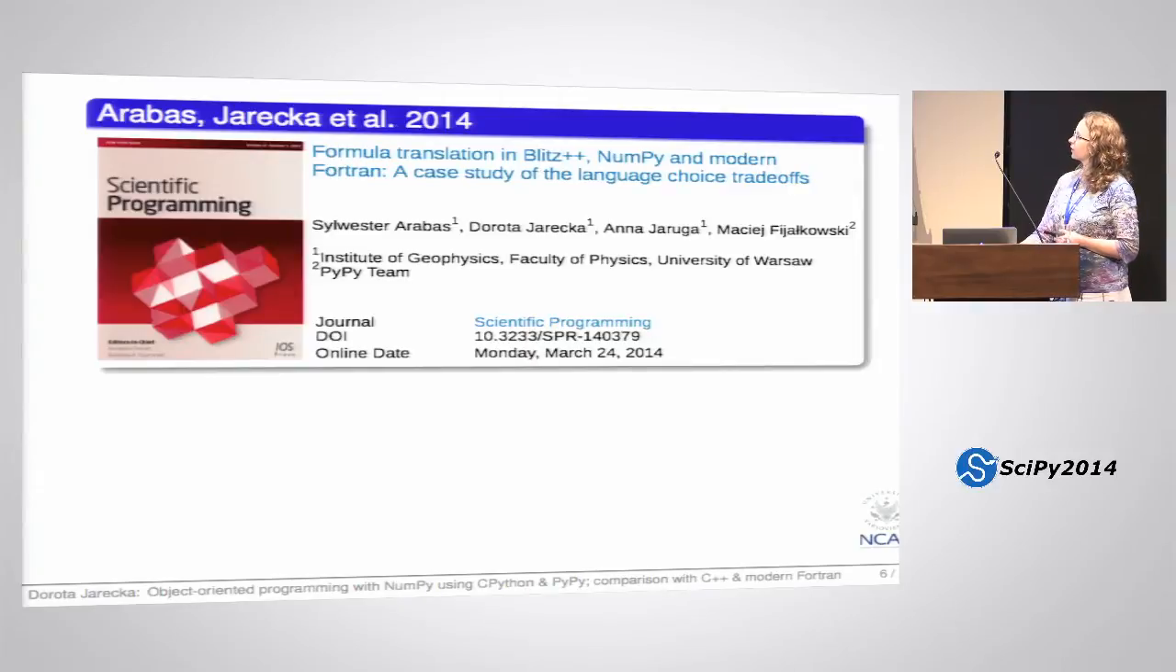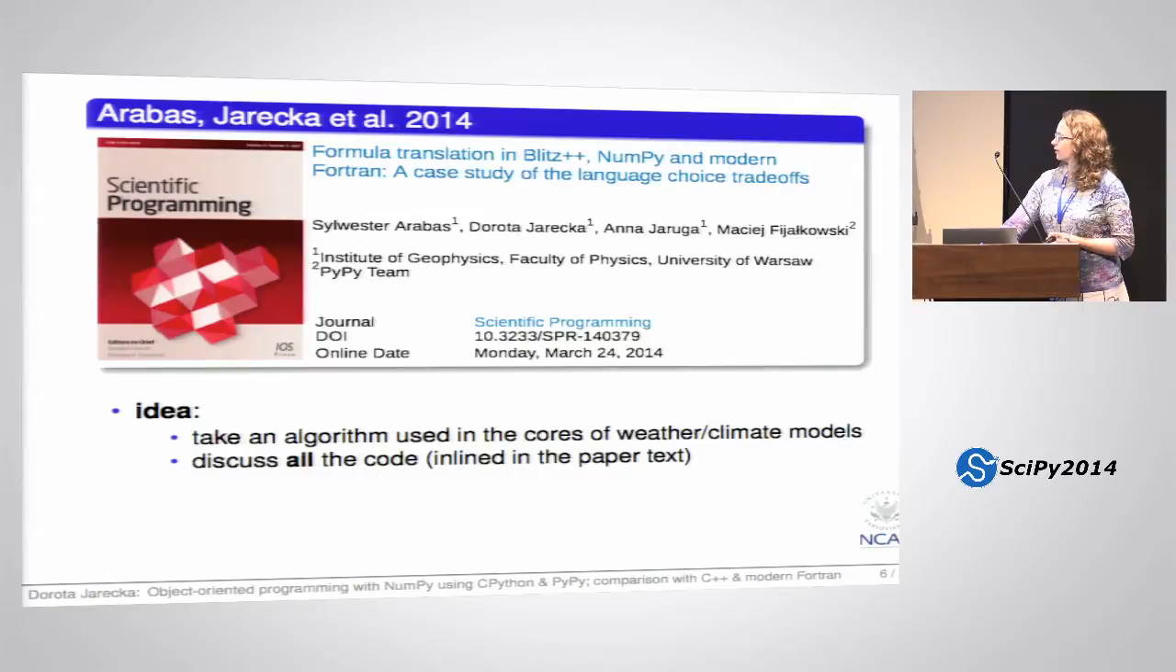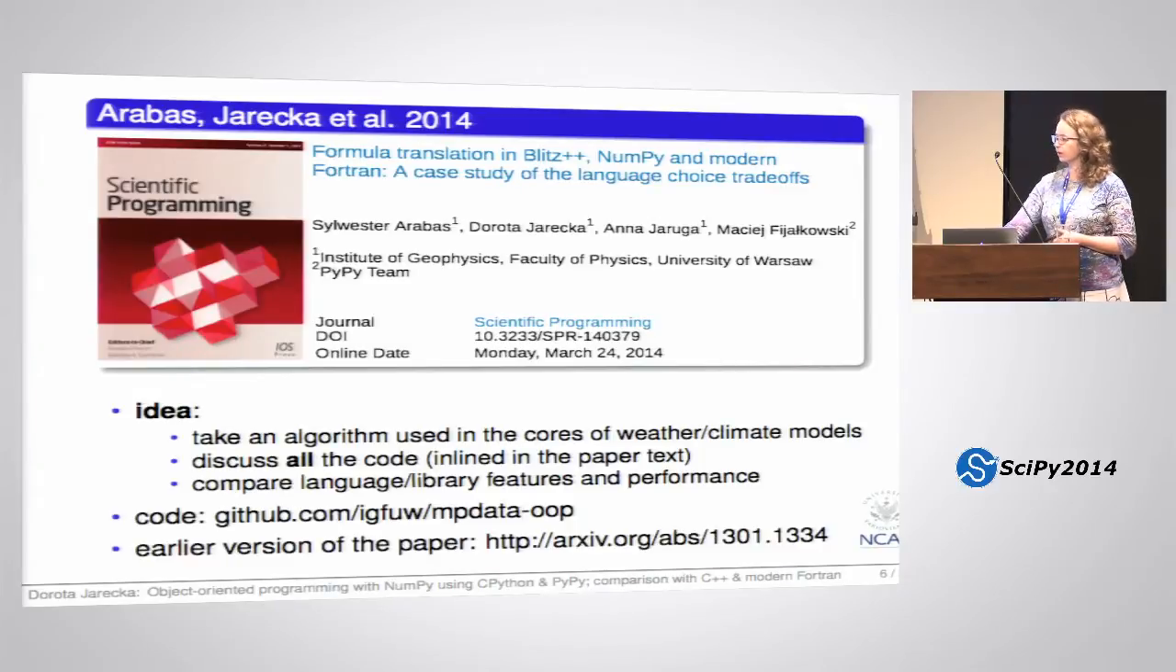This is the paper, and I think the link started working a week ago, from Scientific Programming. As I said, we try to translate mathematical abstractions into our code, written in C++ using Blitz++ for arrays, Python with NumPy, and modern Fortran. By modern Fortran, I mean the 2008 version, where object-oriented programming was possible. The idea was to take a pretty simple algorithm that is also used in real weather and climate models, discuss all the code in the paper, and compare the language-library pairs. The code is on GitHub, and the earlier version of the paper you can find online.